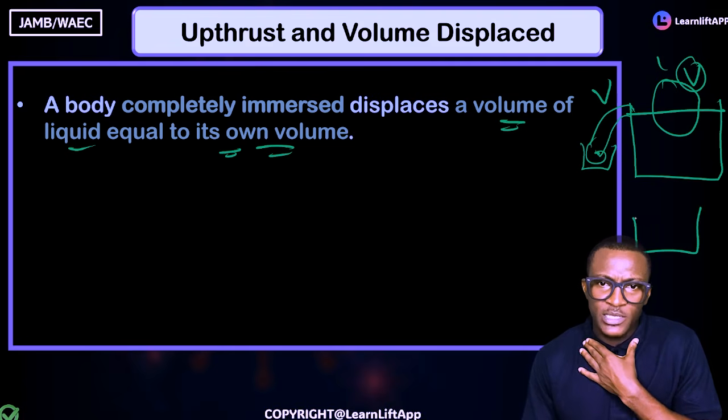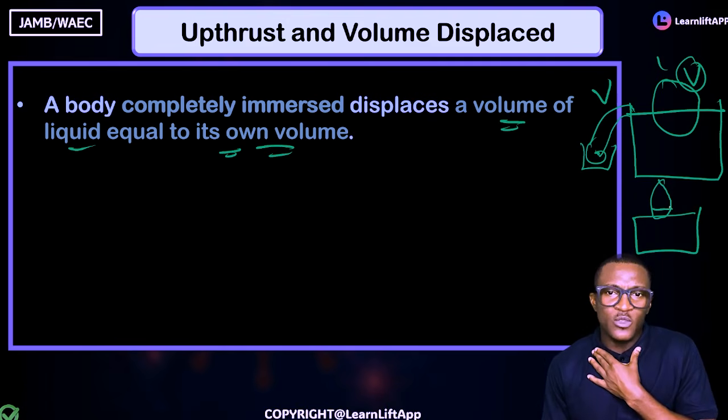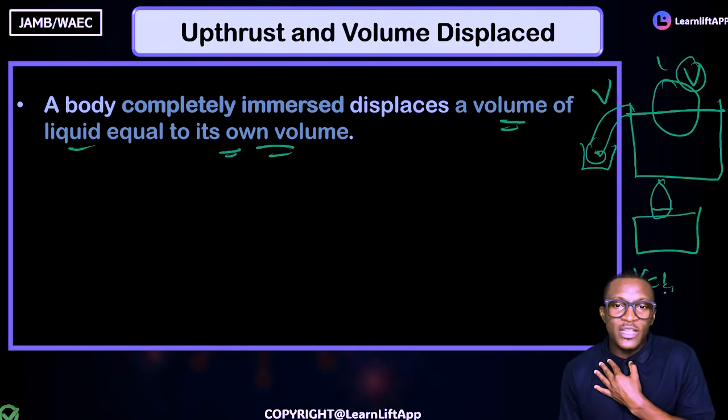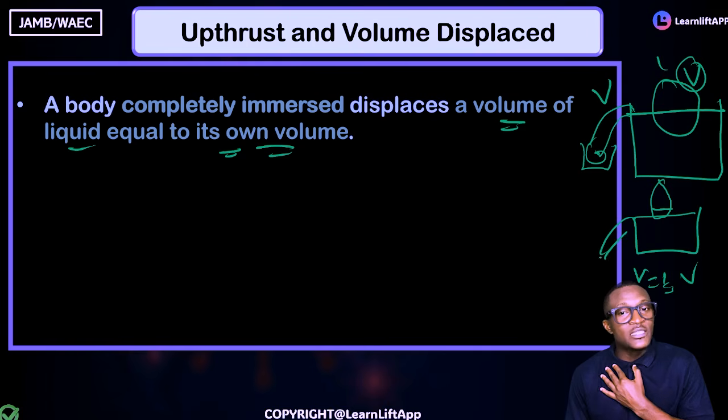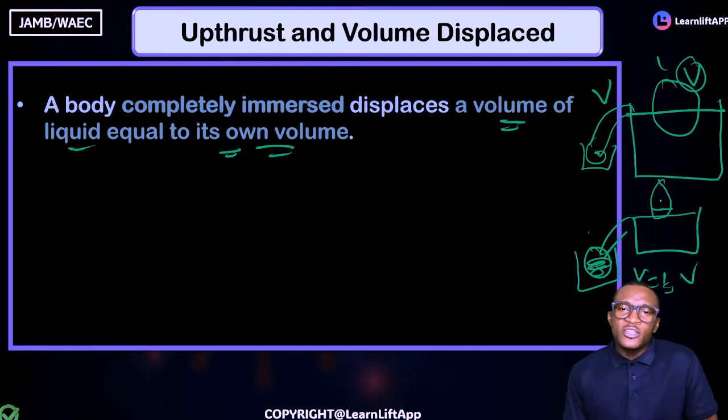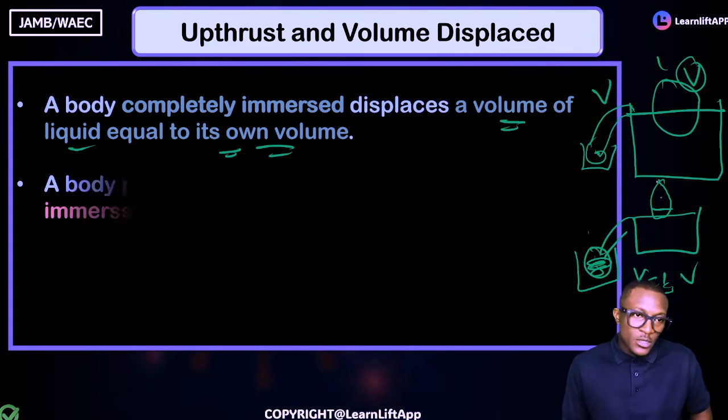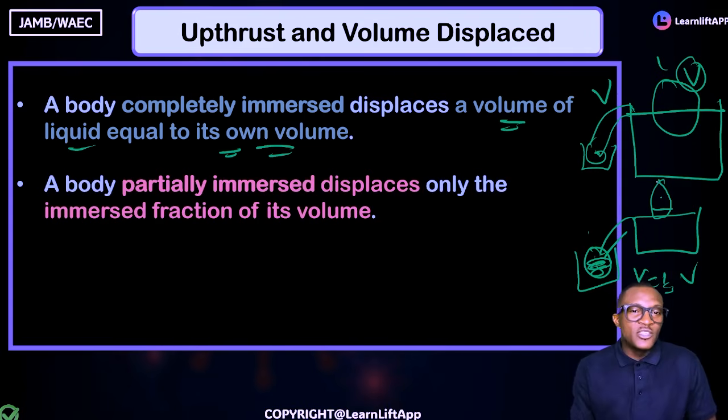Look at it. Let's say this one is immersed like this. It's a small part. Let's say this part is 1/3. So the volume now will be 1/3 of the total volume. That means the volume in this container, this water here, will be 1/3 of this. If it is totally immersed, this volume here will be the total volume. If it is half, the volume here will be half of this volume. Look at it. A body partially immersed in water displaces only a fraction of its own volume.